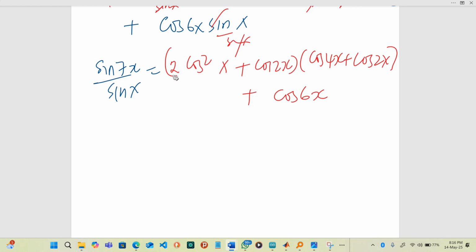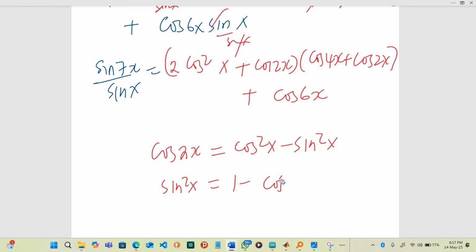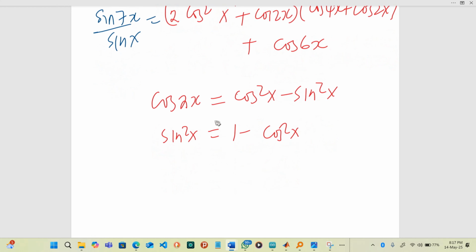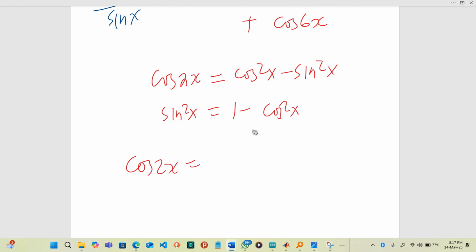So from here, we are going to have to simplify this also, because we know that cos 2x is equal to cos squared x minus sine squared x. But this itself is equal to, we know sine squared x is equal to 1 minus cos squared x. So when we substitute it in here, cos 2x will equal 2 cos squared x minus 1.